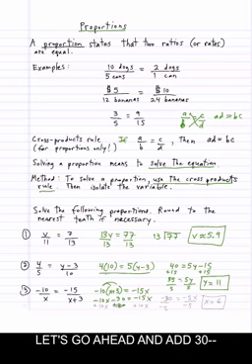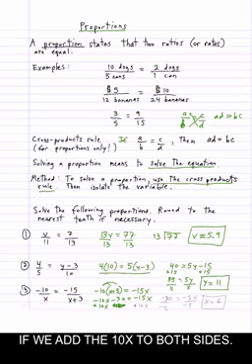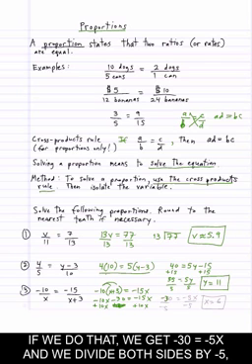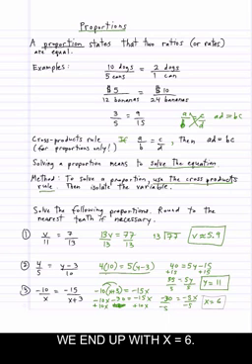Let's go ahead and add 30. Sorry, it's a little more efficient if we add the 10x to both sides. If we do that, we get negative 30 equals negative 5x. And we divide both sides by negative 5, but negative divided by negative is positive. We end up with x equals 6.